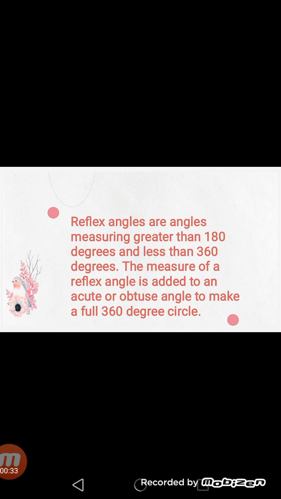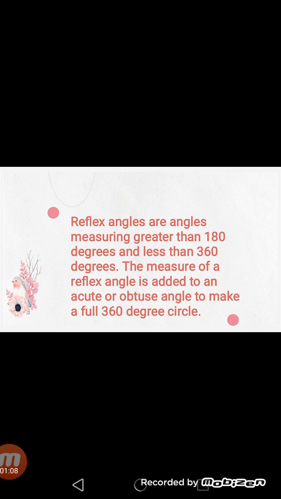Reflex angles are angles measuring greater than 180 degrees and less than 360 degrees. The measure of a reflex angle is added to an acute or obtuse angle to make a full 360 degree circle. So in this definition, we see that reflex angle is the larger angle and it is more than 180 degree but less than 360 degree. If you choose the smaller angle, you might have an acute angle or an obtuse angle instead. The larger angle is the reflex angle.